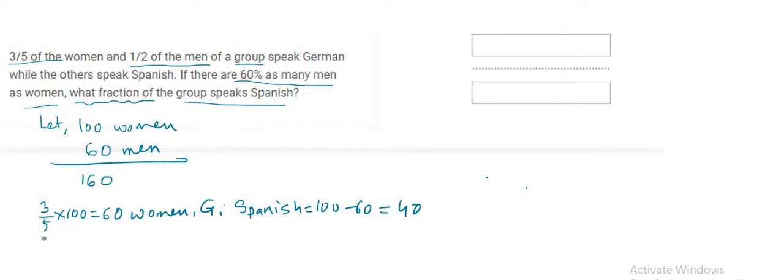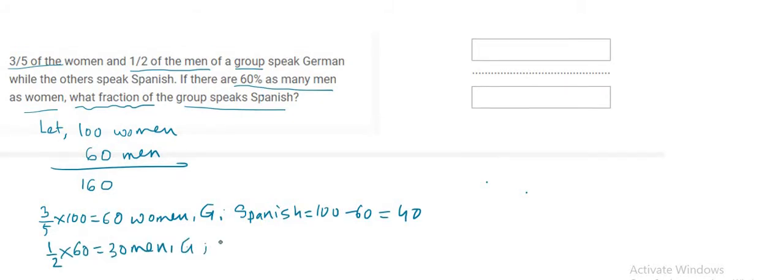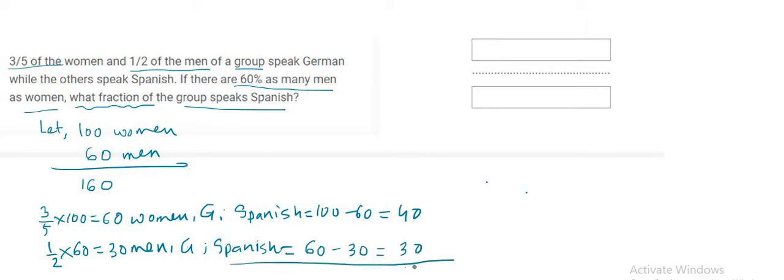On the other hand, half of the men, that is half of 60, that is 30 men, speak German. Therefore Spanish speaking men is 60 minus 30 equal to 30. So including men and women, there are actually 70 people who speak Spanish.